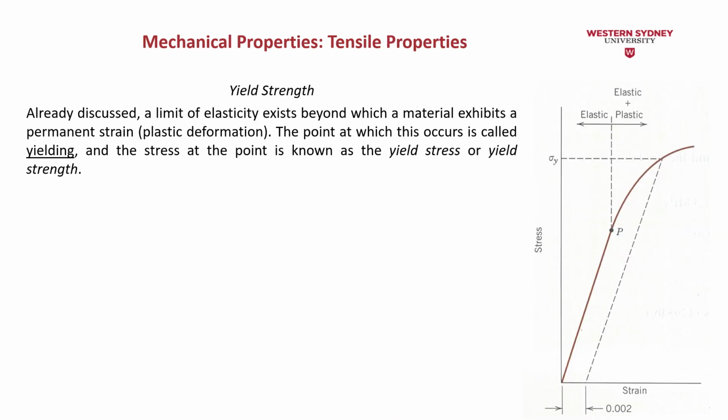Now, the other property we're going to talk about is yield strength. As already discussed, the limit of elasticity exists beyond which the material accepts permanent strain, and that we call plastic deformation. The point at which this occurs is called yielding, and the stress at that point is called the yield stress or the yield strength. The point that represents the turning point between the elastic mode and the plastic mode is called the yield point.